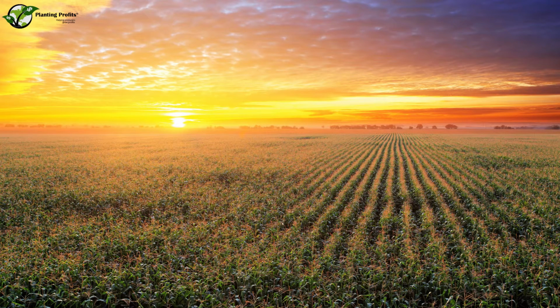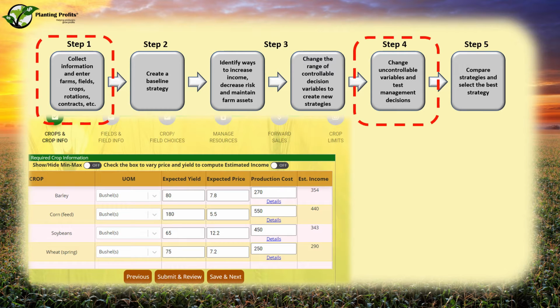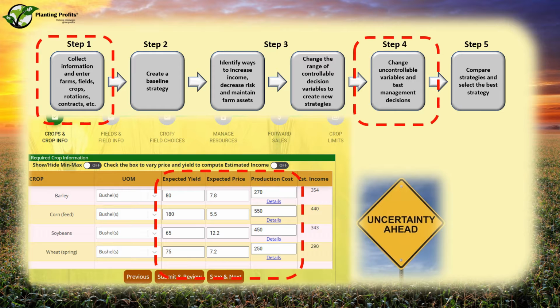Welcome! This video introduces the scenario tool for analyzing strategy risks. Step 4 is about factoring production and market risks into planning and decision-making. Plans are built by forecasting crop prices, yields, and production costs back in Step 1. These forecasts drive expected income, which drives acreage allocation. Plant what will be profitable, right?